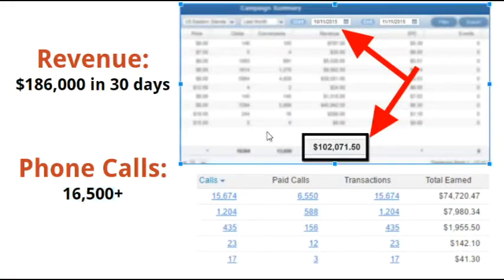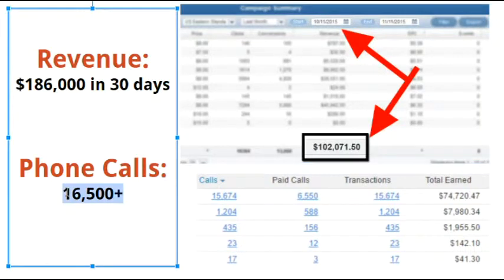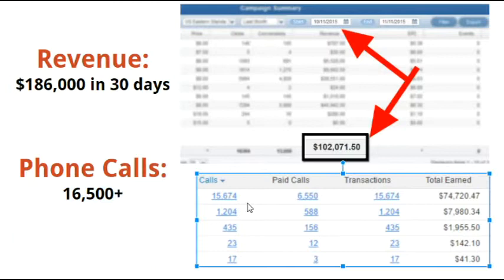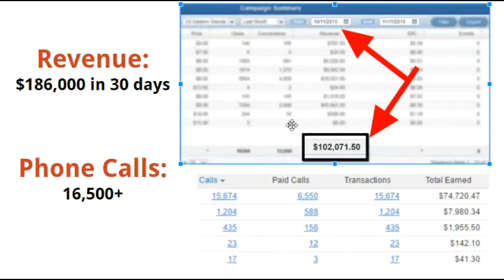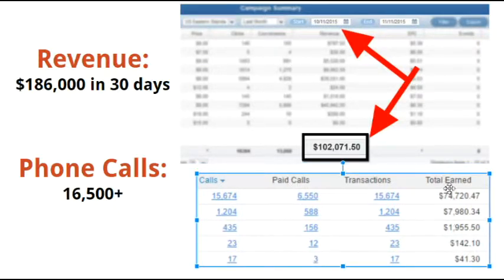Even 16,000 seems ridiculous, and it was a lot of phone calls. But actually, paid calls, which were 30 seconds or 60 seconds, were probably around 7,000 in this campaign, and in this network, probably close to the same amount. So we made 102,000 running it in this affiliate network, and like 80,000-ish in this network.